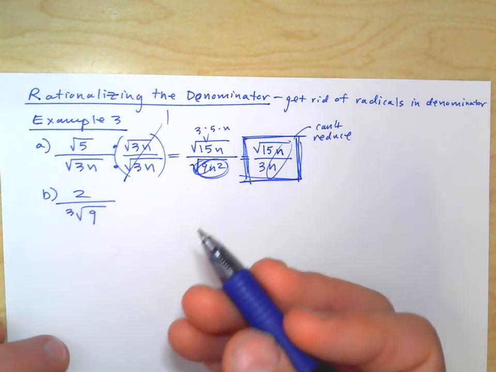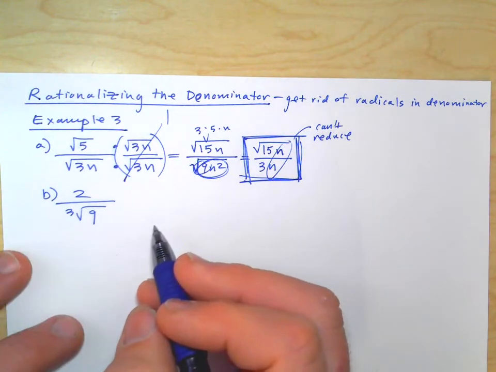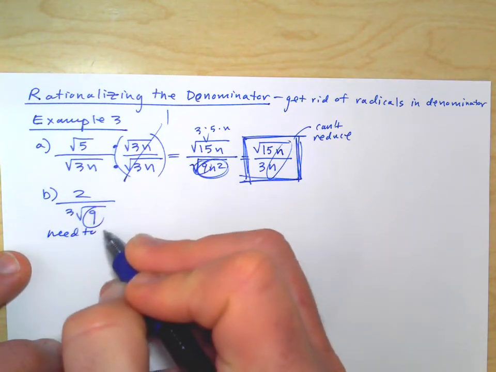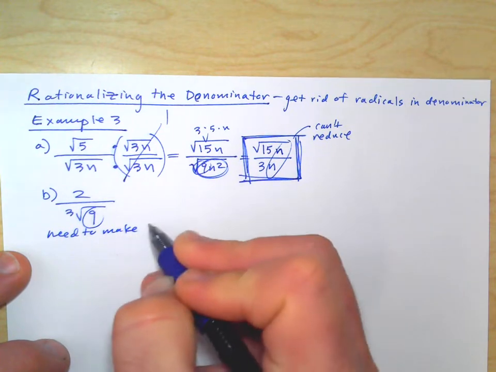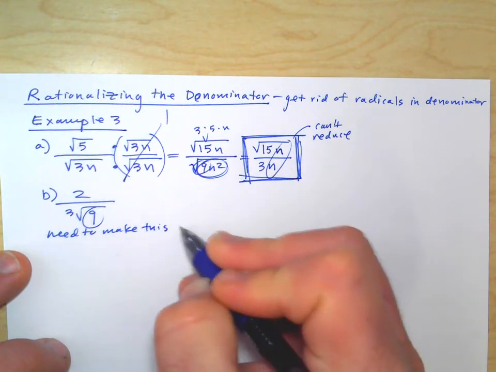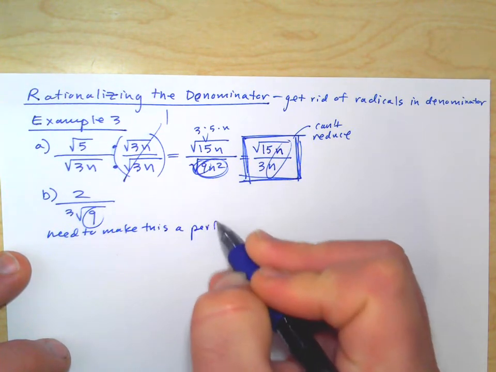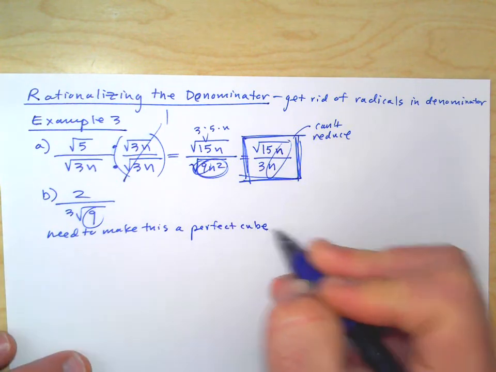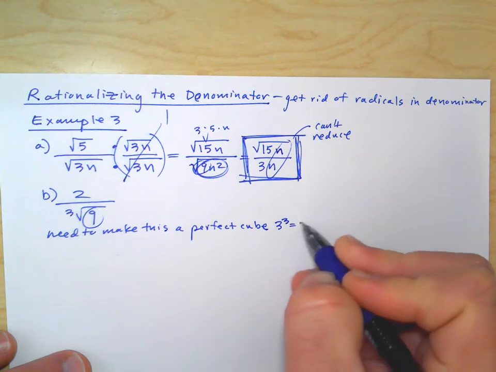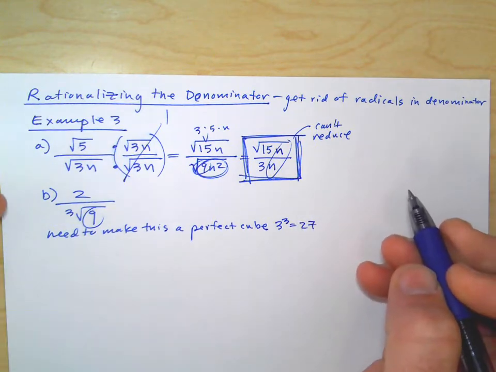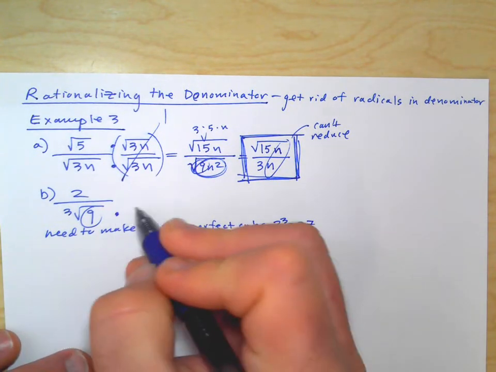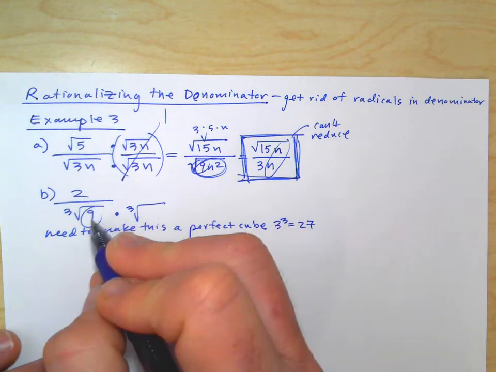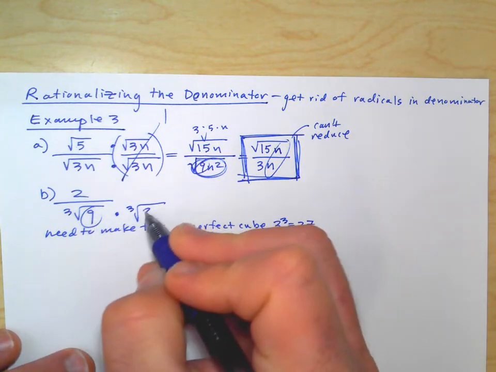And so hopefully you're thinking, okay, so we need to make this a perfect cube. Now, perfect cubes we listed on the front. One of them is 3 to the third is 27. Hopefully that comes up in your mind as a possibility. So you've got to think, well, I've got to multiply by the cube root of something here that gets multiplied with the 9 and gives me a 27. Well, that would be a 3.